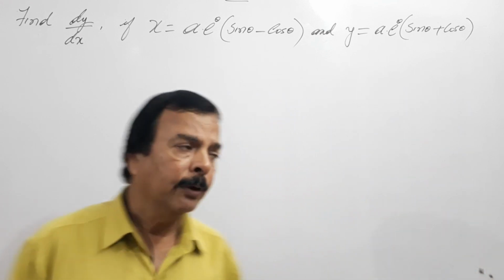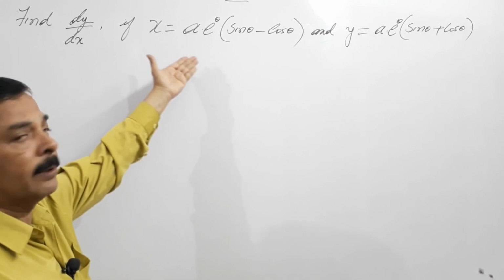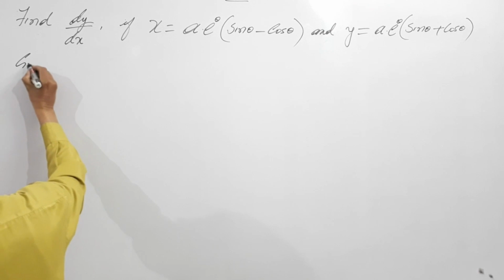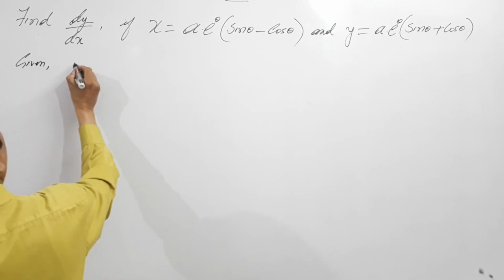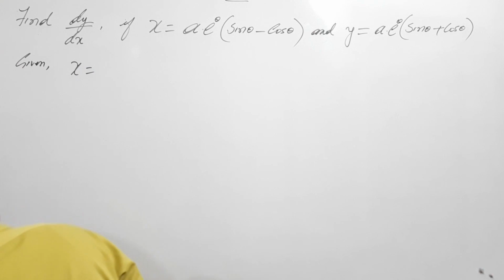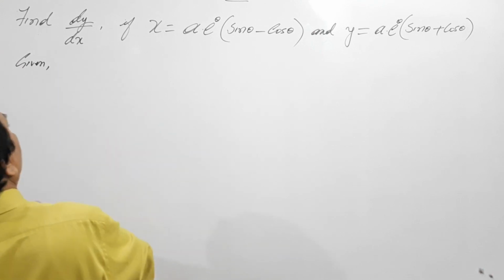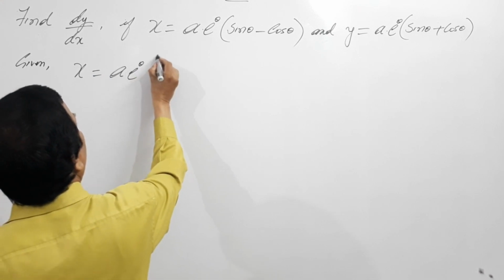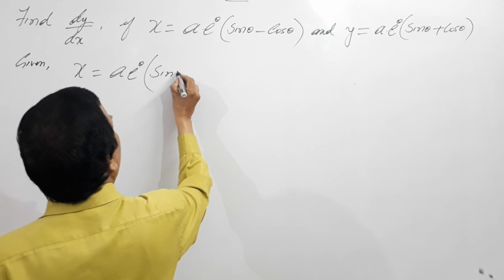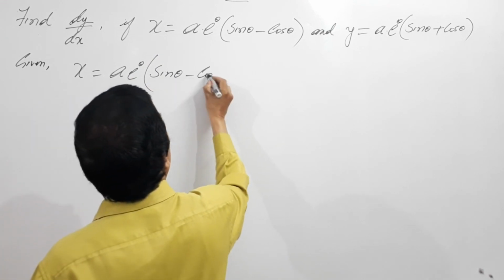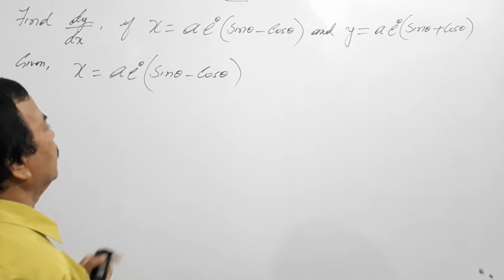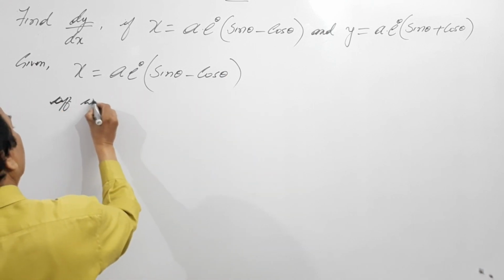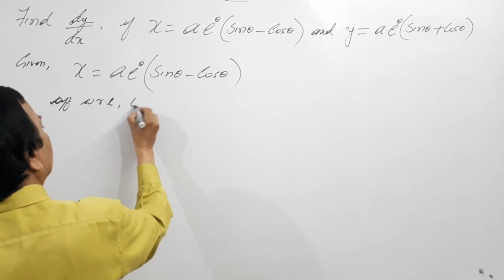To begin with, we'll differentiate this x with respect to theta. Let's start. Given x equals a into e to the power of theta, into sin theta minus cos theta. So once you have this, let's differentiate this with respect to theta.